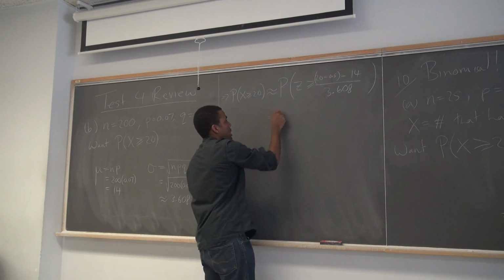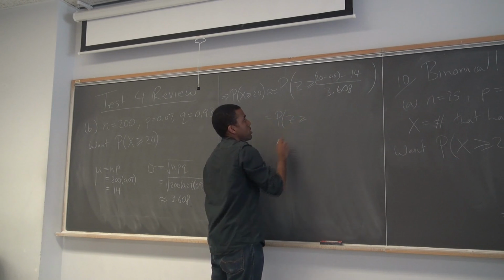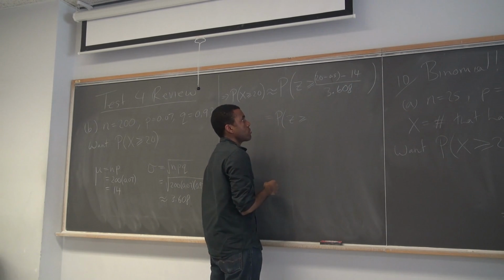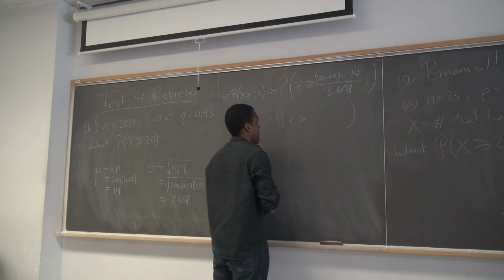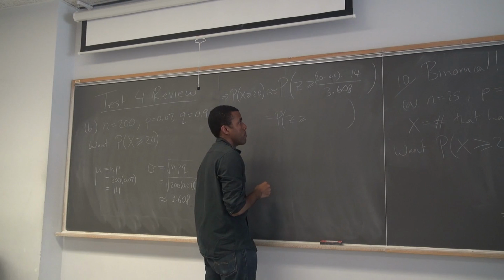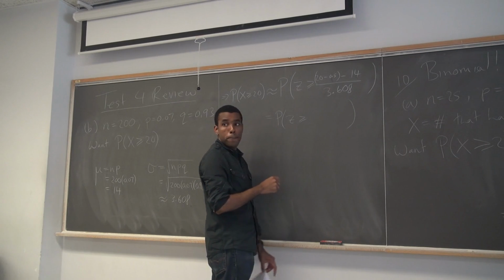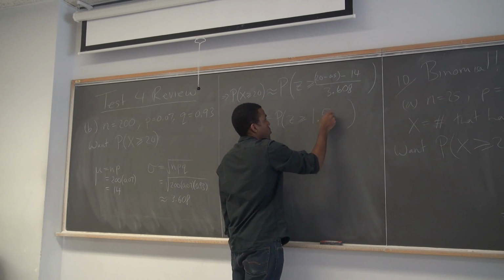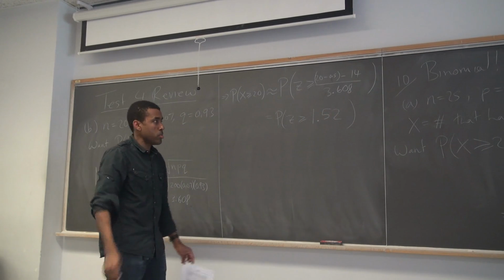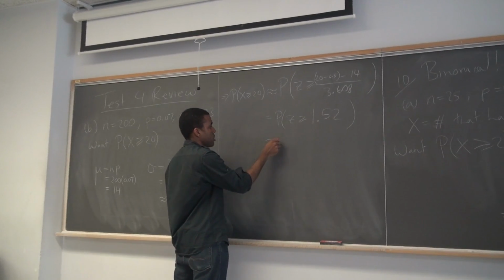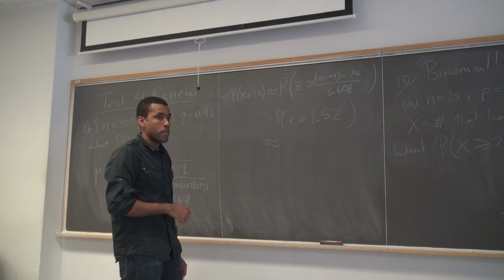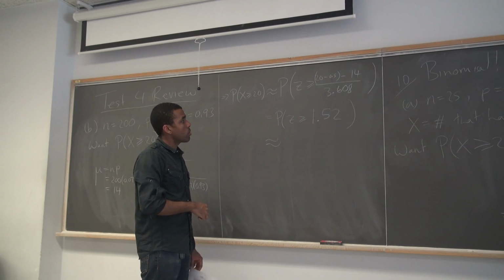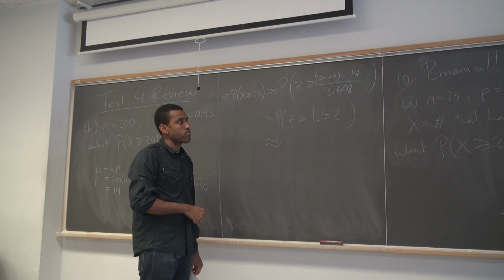So this means z should be greater than or equal to 19.5 minus 14 divided by that, which is 1.524. We only need 2 decimal places because our table only has 2 decimal places, which is approximately 0.9357.